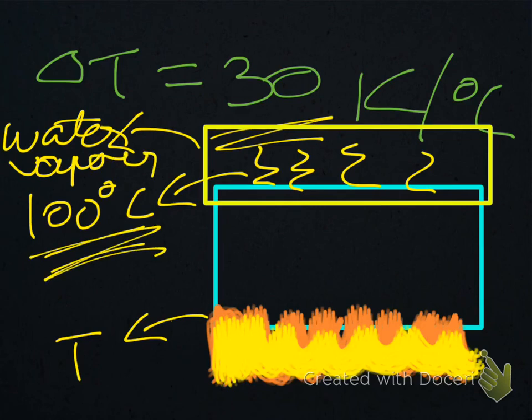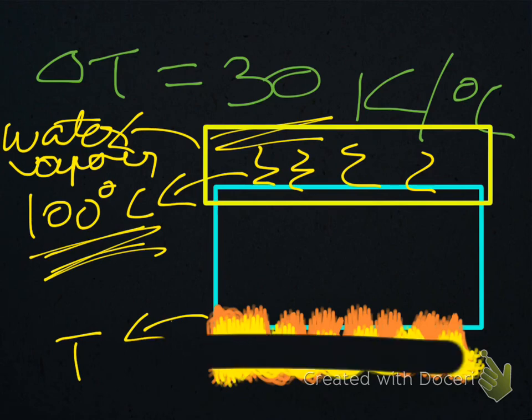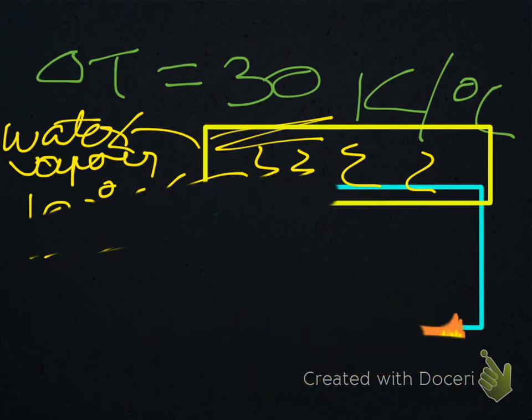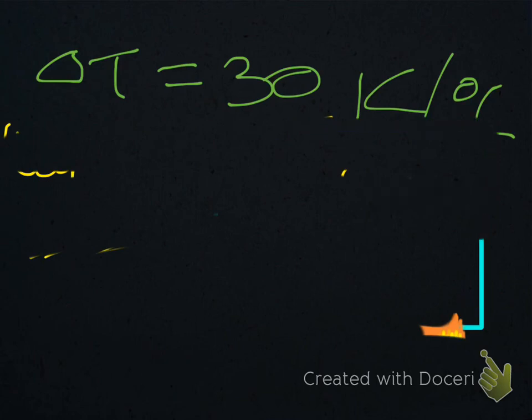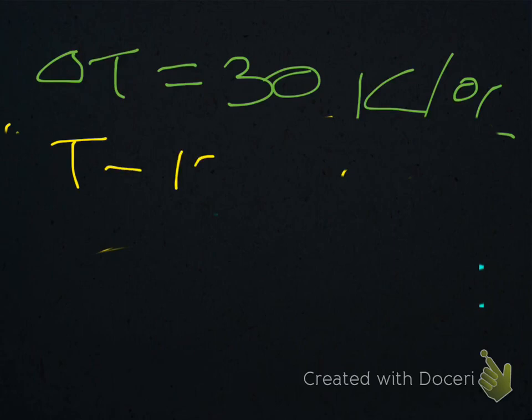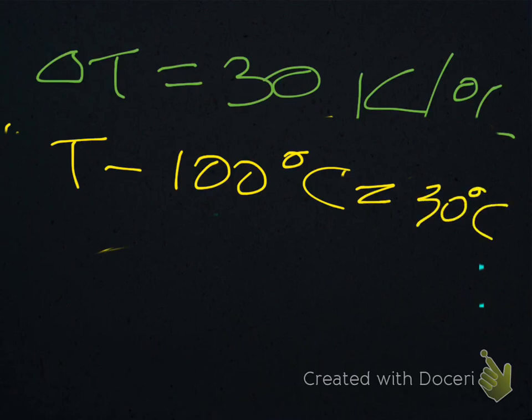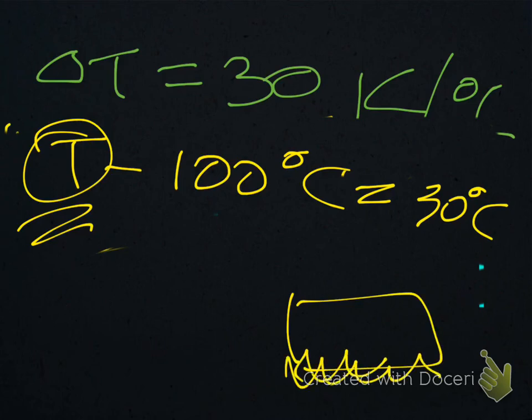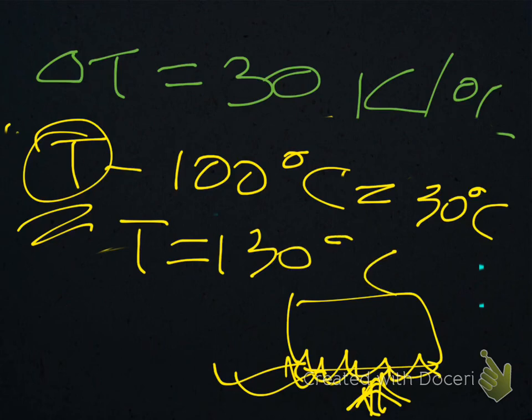So this change in temperature is simply this, right? And so I'll just write this down. Change in temperature: T minus 100 degrees Celsius is equal to 30 degrees Celsius, right? Because obviously this temperature would be more at the bottom. Heat is coming from here, obviously, so here the temperature would be more, 100%. So T is equal to 130 degrees Celsius, there's no doubt about that, right?